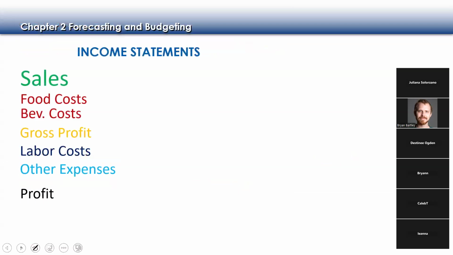All right. Let's look at our P&L. P&L statement, also known as an income statement. It's the same thing. Okay. Our budgets are very complicated. A P&L or an income statement is a very simplified version of that.